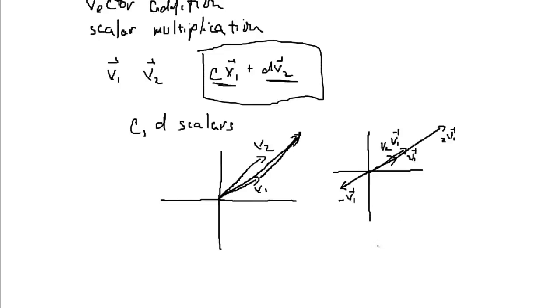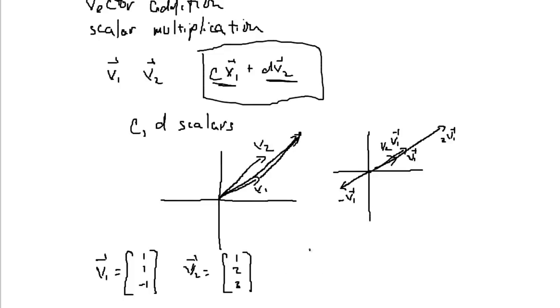In 3 dimensions, our vectors will have 3 components. So let's look at an example of that. Suppose we have a vector v1, now in 3 dimensions, so let's suppose v1 is this vector 1, 1, negative 1, and suppose the vector v2 is equal to a vector 1, 2, 3. Let's look at a linear combination of v1 and v2.